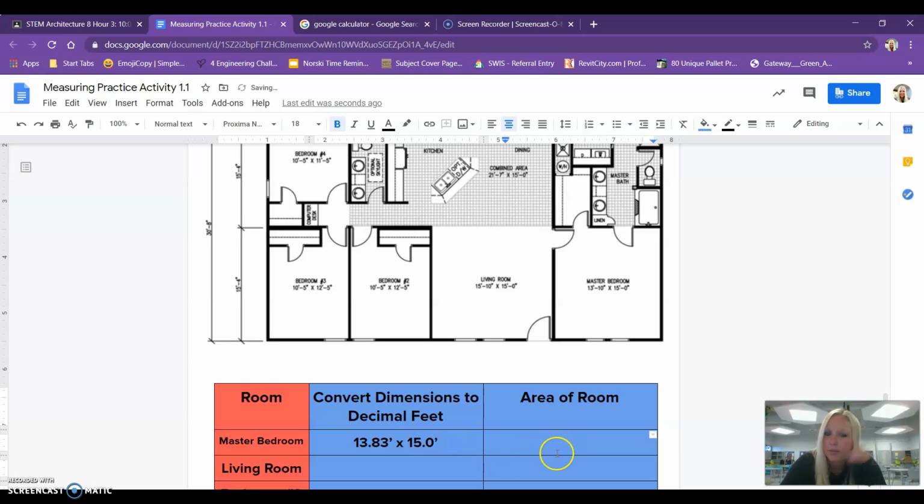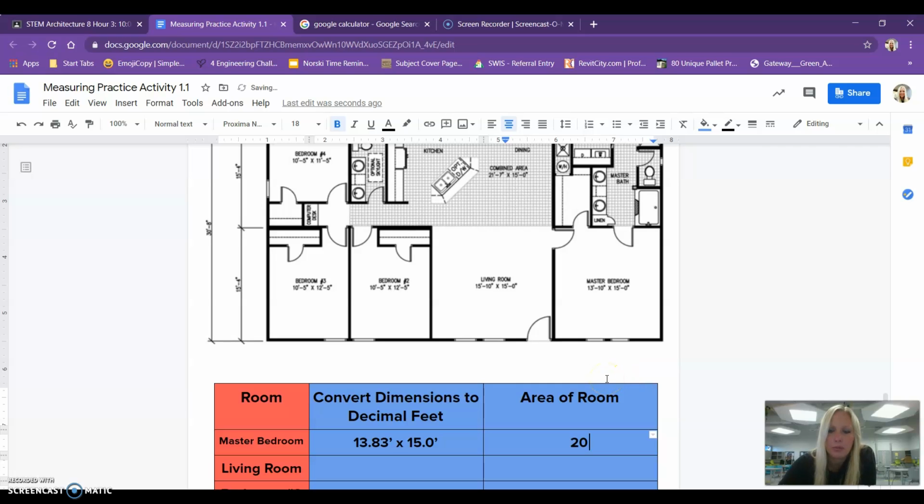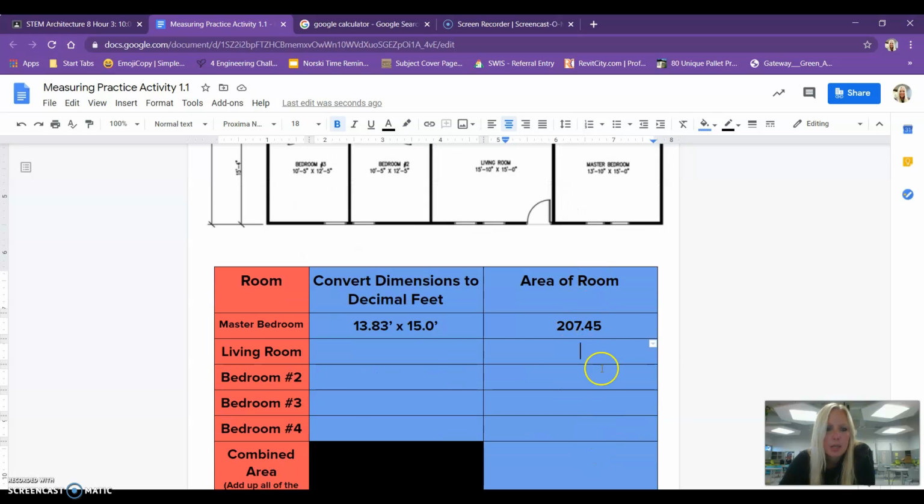Now, to get the area of that room, I am going to go 13.83 times 15, and I get 207.45. 45 hundredths. Okay, it's technically feet squared because of area, but you don't need to have a label on that one just because it's a little hard on a computer to do feet squared. So then you're going to do the living room, bedroom 2, 3, and 4, same way.